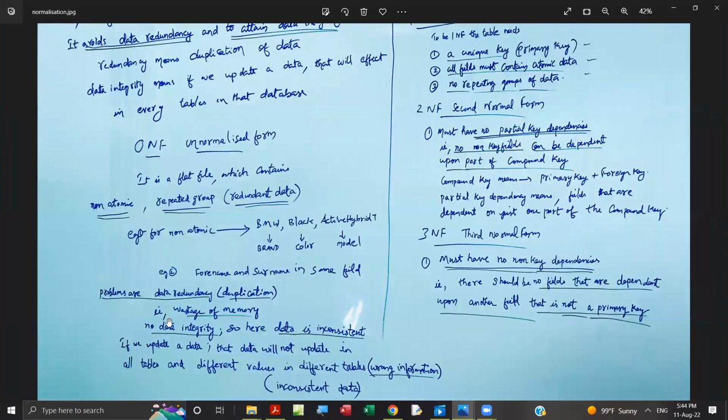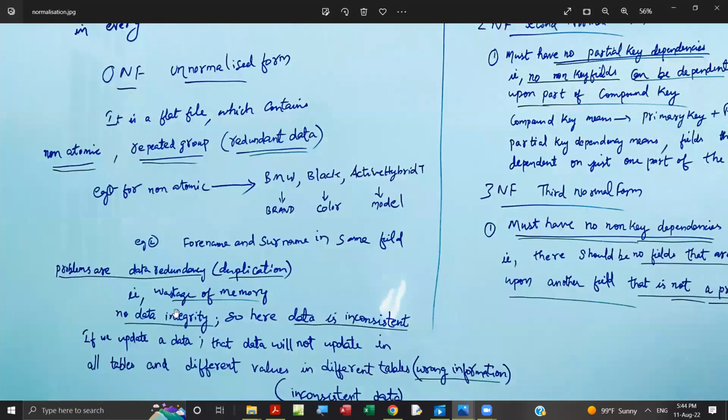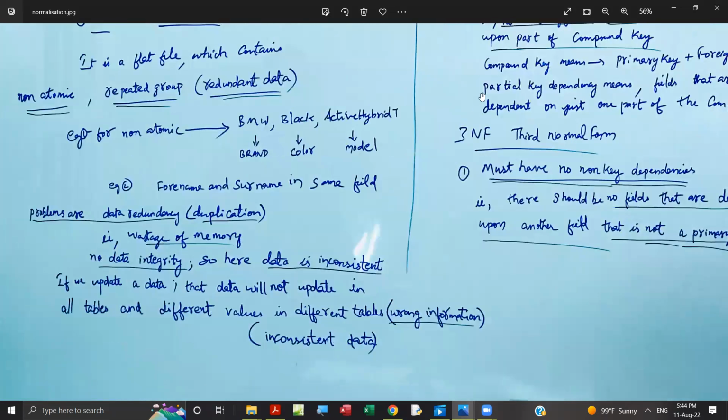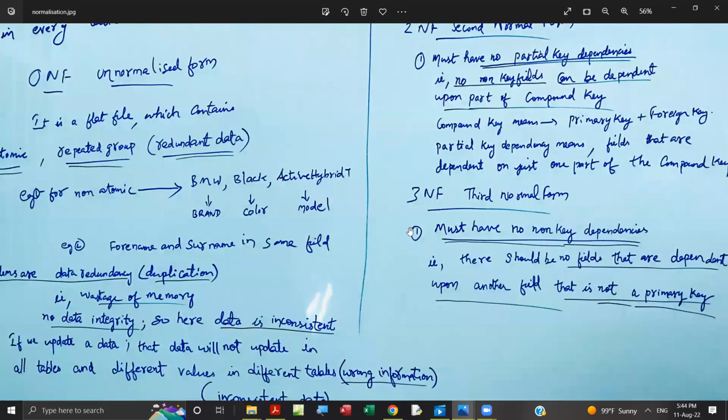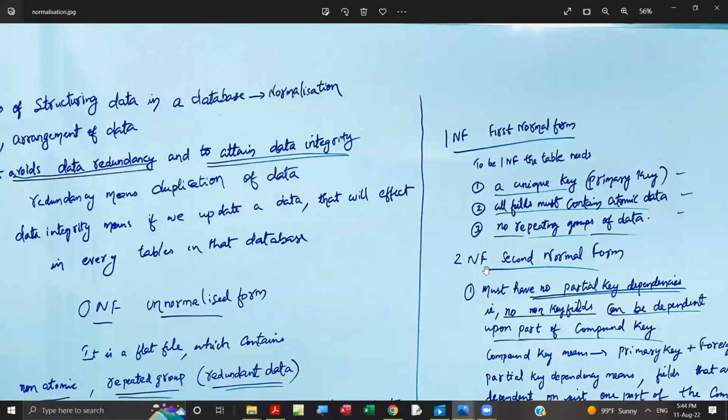So what are the problems with data redundancy, duplication of data? One of the main problems is wastage of memory and no data integrity. Here data is inconsistent, meaning if we update data in one place, that data will not be updated in other tables. As a result, there are different values in different tables, so wrong information. We can say the data is inconsistent. So if there is no data integrity, there's a problem with the flat file, which is in unnormalized form.